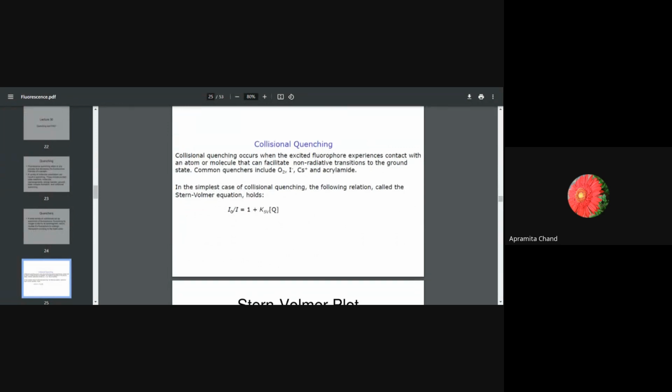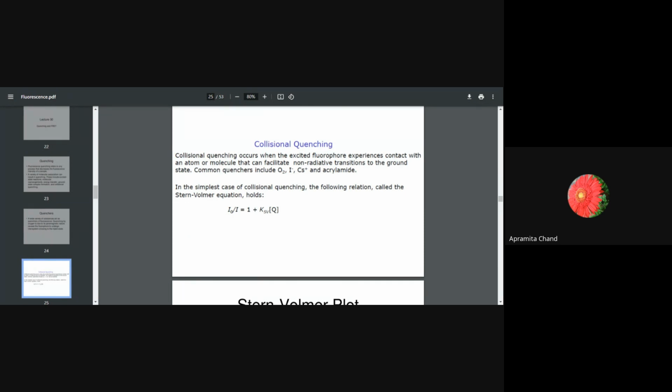Collisional quenching is when the excited fluorophore experiences contact with some atom or molecule, and this can facilitate non-radiative transitions to the ground state. Common quenchers include oxygen, as we've discussed, iodide ions, cesium ions, and acrylamide.